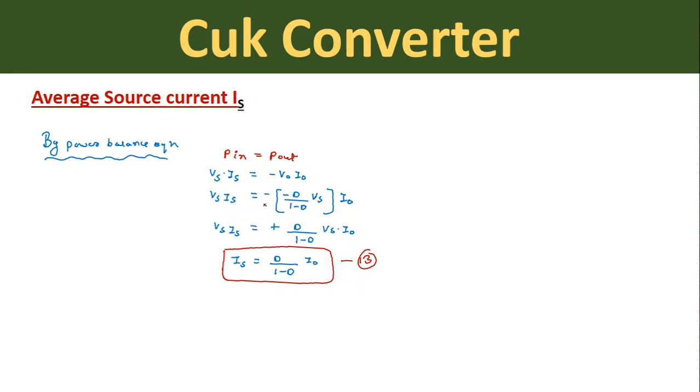So Vs into Is will be equal to, when we put the V0 equation, minus of d divided by 1 minus d into Vs into I0. This will become plus here, so Vs into Is is equal to plus d upon 1 minus d Vs into I0. From here we get average source current Is is equal to d upon 1 minus d into I0. This is equation number 13.